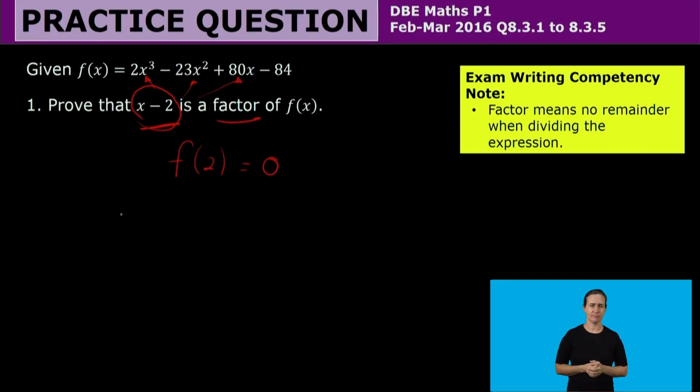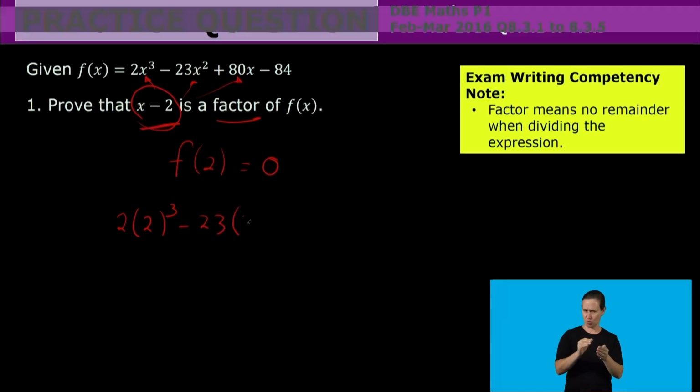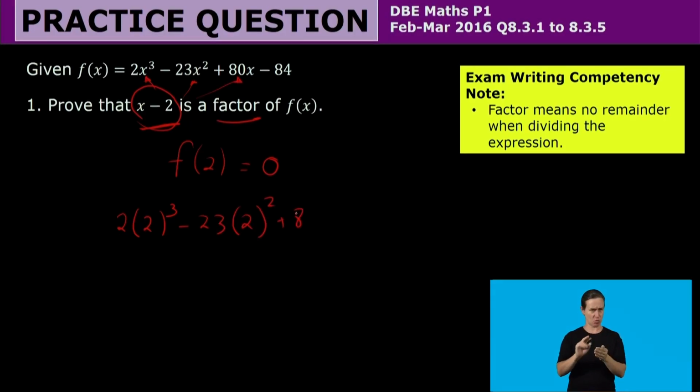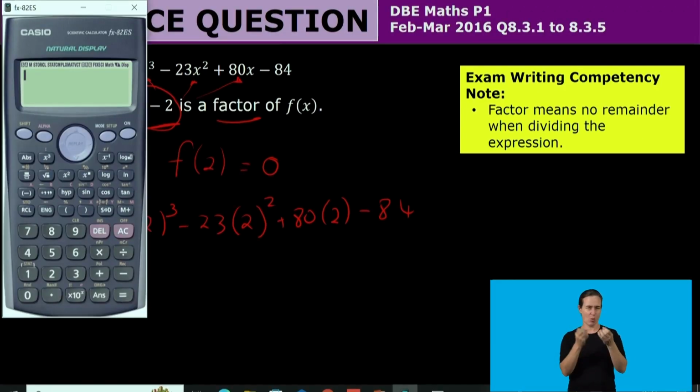F of 2 is going to be 2 times 2 cubed minus 23 times 2 squared plus 80 times 2 minus 84. When you substitute all of this, you don't need to multiply this out. You can literally just go straight to your calculator and work out what that value is. So we've got 2 cubed, so that's going to be 8 minus 23 times 4. Remember, your aim here is to get to an answer of 0, which shows you that this is a factor.